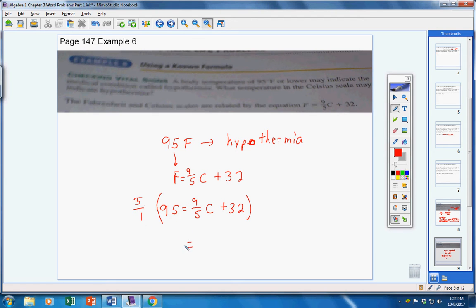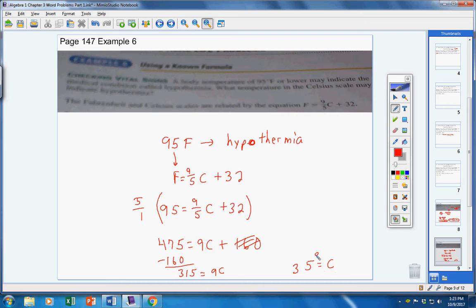5 times 95 is 475. 5 times 9/5, your 5's cancel, leaving you with 9C. And then 5 times 32 is 160. Now simply bring the 160 over, make it negative, and we're left with 315 equals 9C. Alright? If we divide both sides by 9, we should get 35.